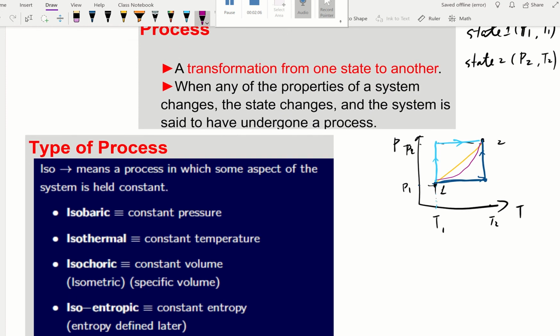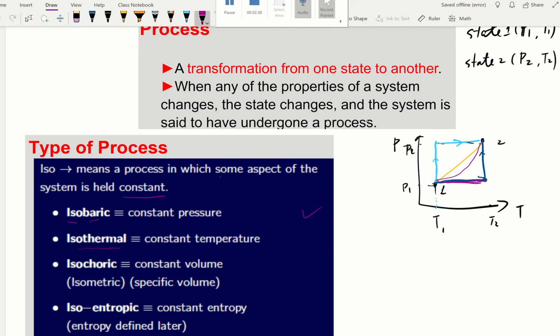The first one is called isobaric. Iso in Latin means the same, which means constant. Isobaric: one bar is about 100,000 Pascal, so that's a pressure unit. So it means constant pressure. Isobaric. For example, this process is going to be constant pressure, right? Isobaric. And then we can call isothermal.